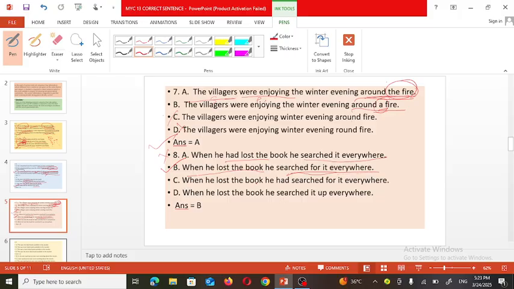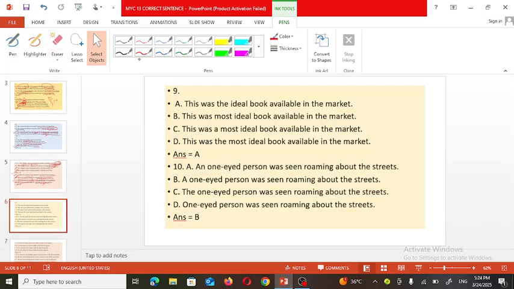When he lost the book, he had searched for it everywhere. This much part is in simple past tense, and from here it is past perfect tense. So that is also wrong. And the last, when he lost the book, he searched it up everywhere. So it is not the phrase, that's why option D is also incorrect. Only option B is correct. Now see the next example.